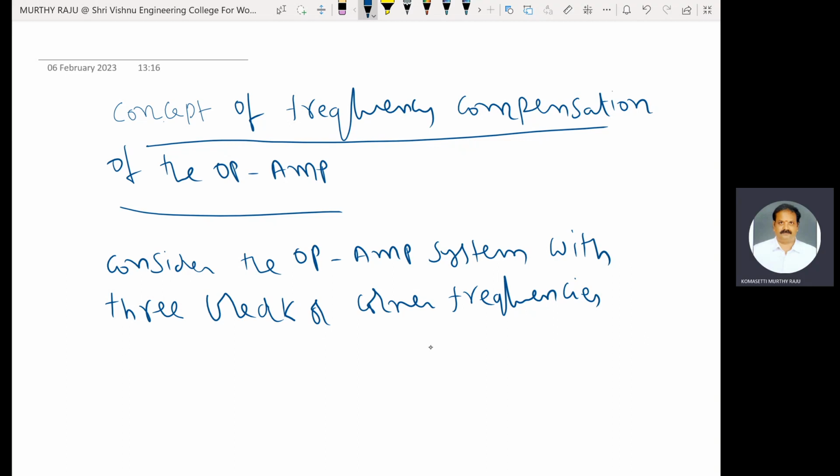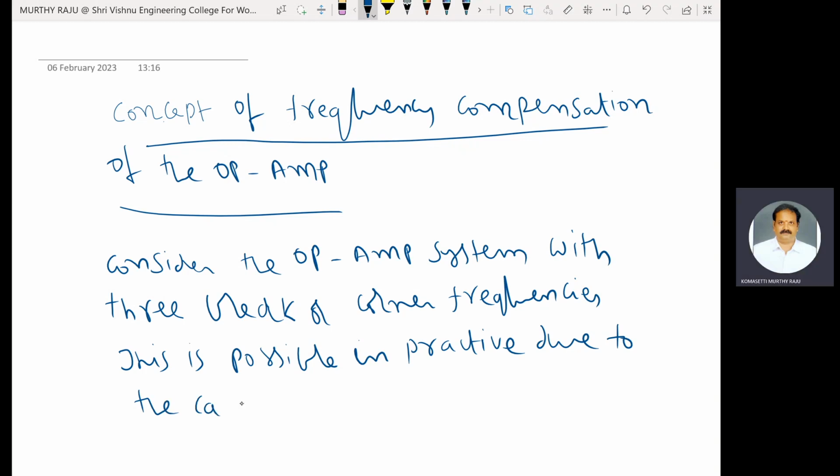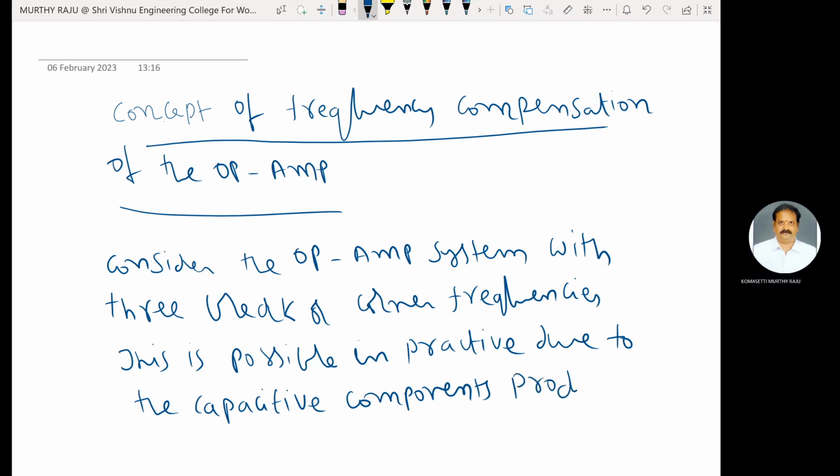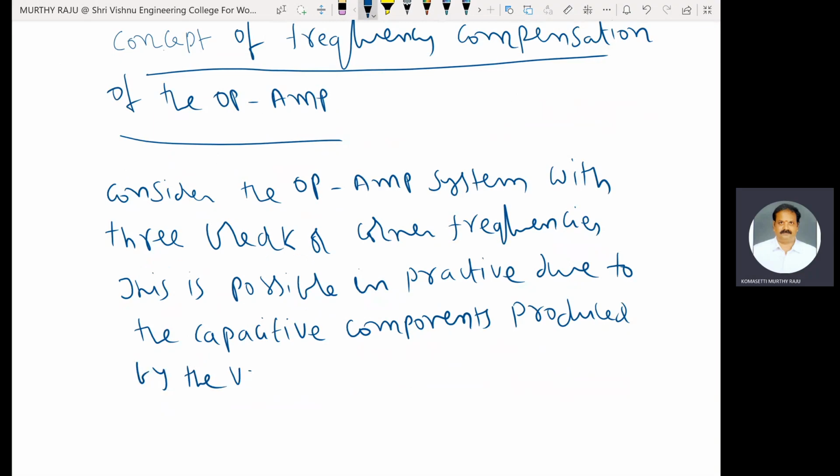Consider 3 break frequencies. This is possible in practice due to the capacitive components produced by the various number of stages.